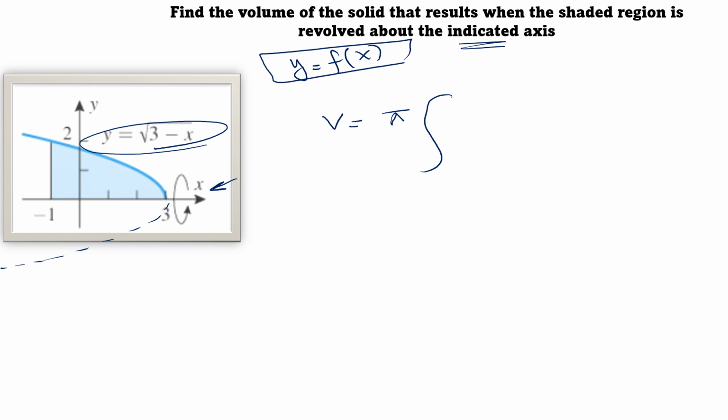And you can see it's already written in the same way. So I will write the equation of the curve, that is the square root of 3 minus x. According to the formula, I have a power 2. Since it is written in terms of x, I will write the dx and I will take my lower and the upper limit as the x value. So the shaded region is starting from -1 till 3. So -1 is the smallest value, the lower limit, and 3 is the higher limit.